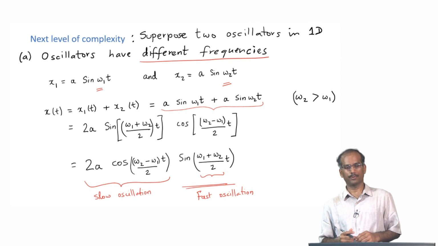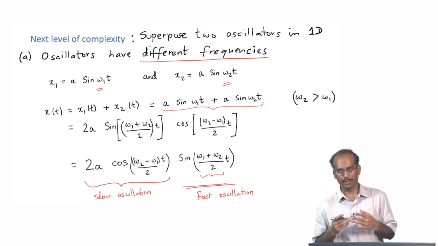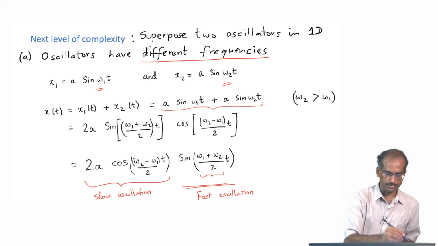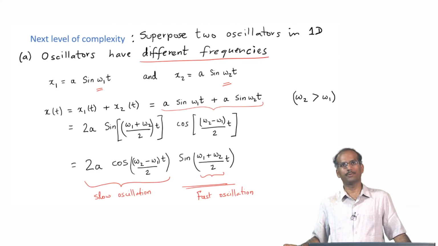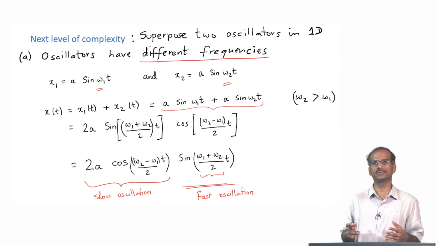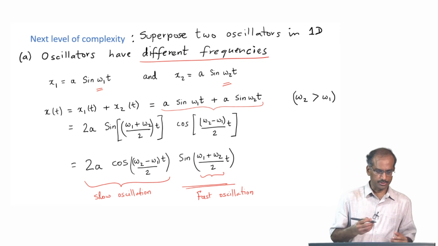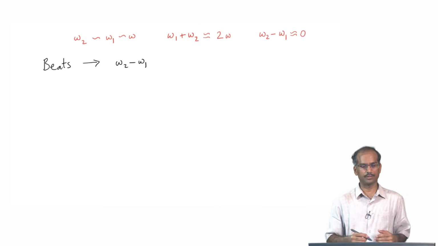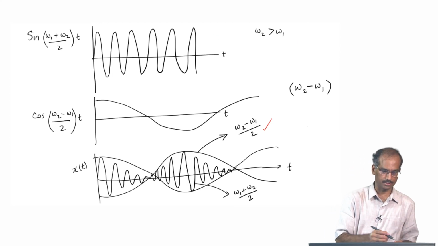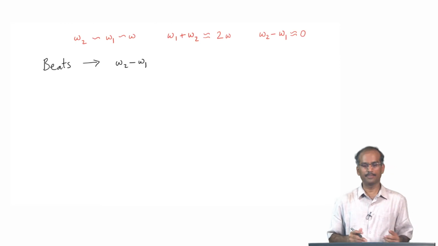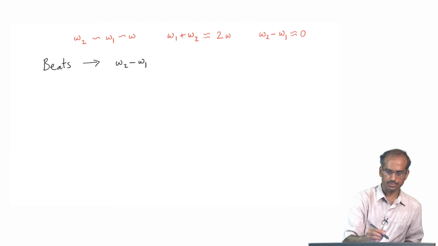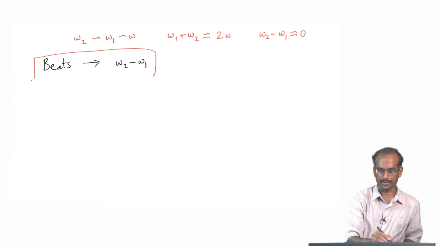And then we looked at the problem of two oscillators again in one dimension, but with different frequencies. In this case, we showed that there would be strong waxing and waning of the displacement curve, and in the limit when the two frequencies are nearly the same, it gives rise to the phenomenon of beats.